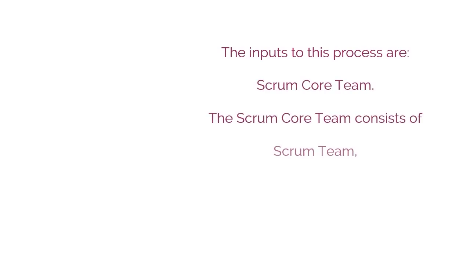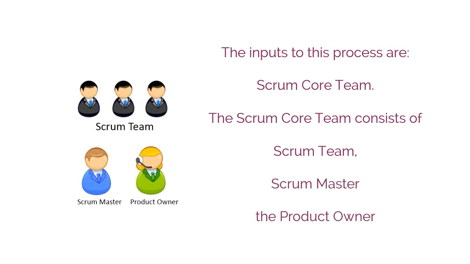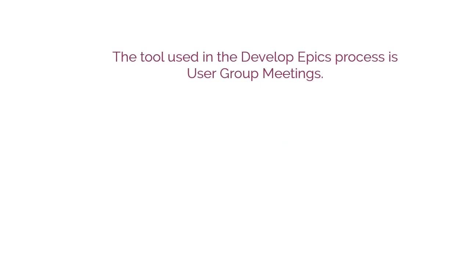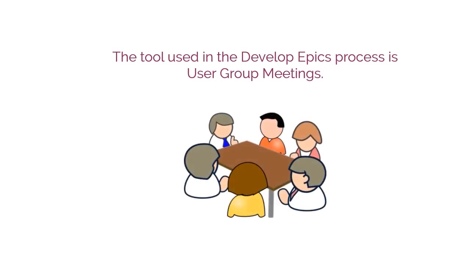The inputs to this process are Scrum Core Team. The Scrum Core Team consists of the Scrum Team, the Scrum Master, and the Product Owner as described in Section 3.3.1. Project Vision Statement. The Project Vision Statement is described in detail in Section 8.1.3.2. Another input is Business Stakeholders. It is described in detail in Section 8.2.3.2. The tool used in the Develop Epics process is User Group Meetings.